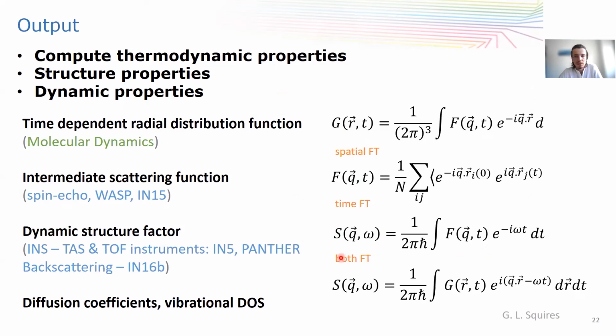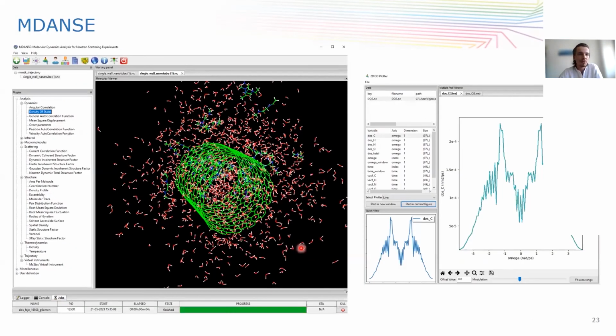Basically, I don't want to talk about this. It was mentioned before. These equations are known. As well, we can calculate the diffusion coefficients or the vibrational density of states. But we will not do it by hand. For sure, we will use some kind of software. The software is called MDANSE, and it's free software.